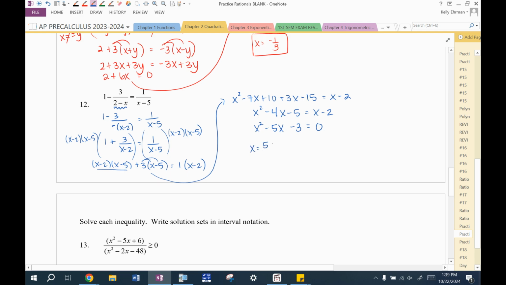X equals 5 plus or minus the square root of 25 minus 4 times 1 times negative 3, all over 2 times 1. That's 5 plus or minus the square root of 25 plus 12, so 37, all over 2. The only excluded values were x can't equal 5 or 2. This is neither of those, so those are my solutions.